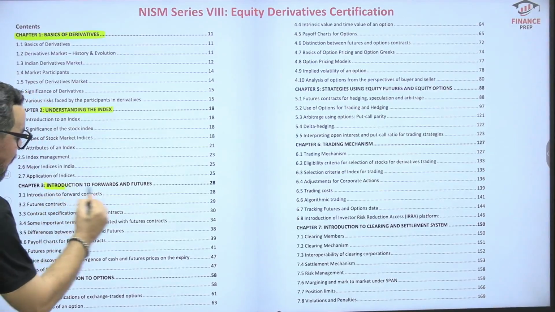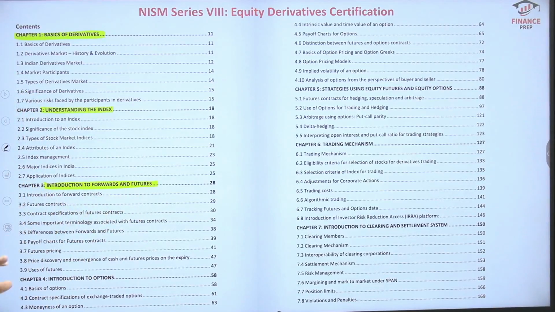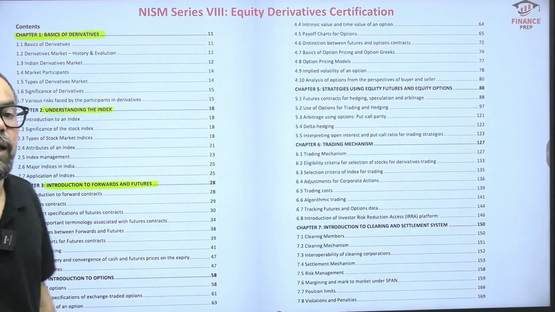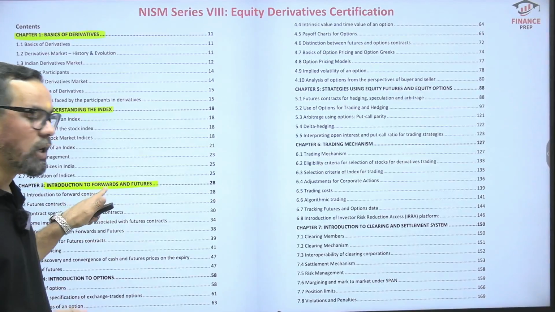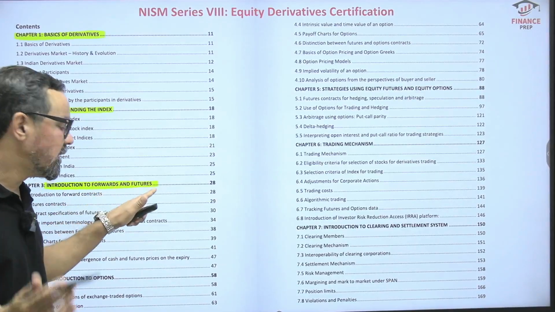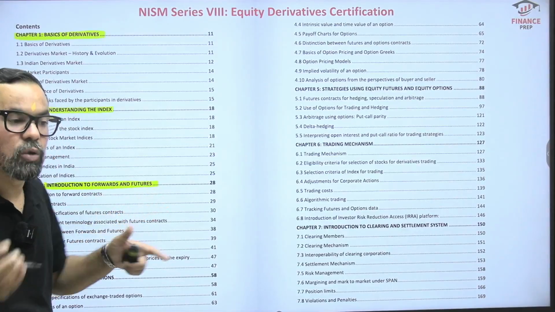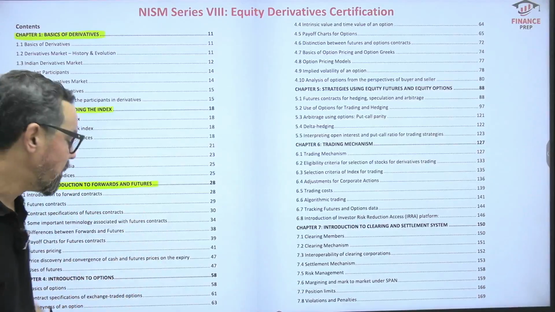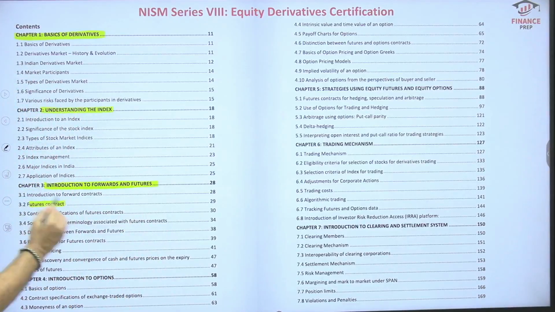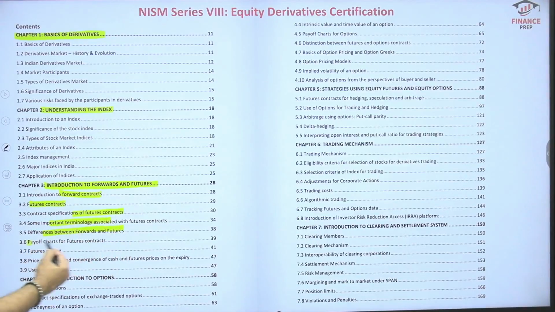Then we have forward and future, very important one. The two different types of derivatives, one is your OTC, over the counter, another one is your exchange traded derivative. So their features and the product availability in the market itself. So future contract, then we have forward contract, then specification of future, terminologies, differences between these two, payoff chart, the risk and return, then we have future pricing, price discovery mechanism and uses of future itself.